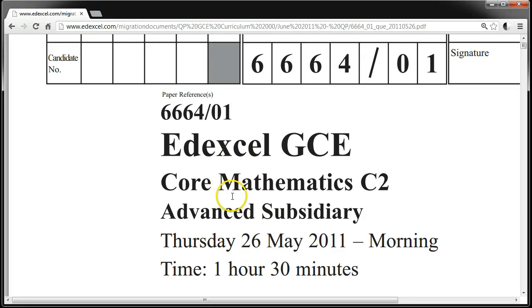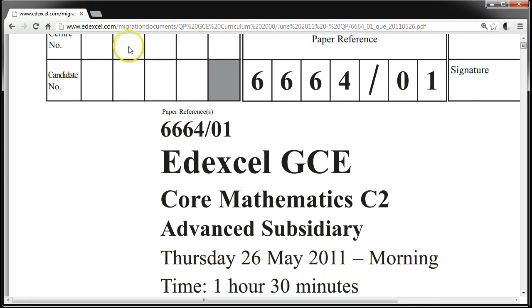Okay then guys, just thought I'd run you through briefly the examination paper before we have a look at the questions in this section. This is the May 2011 paper for C2 EdExcel, and it's 1 hour 30 long.